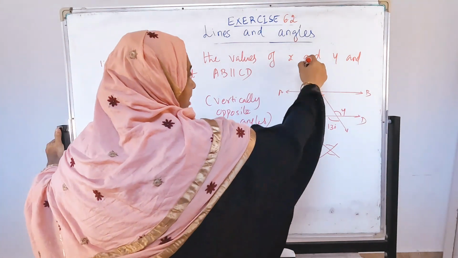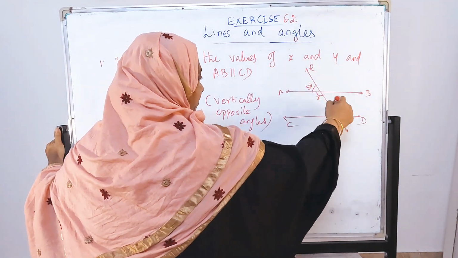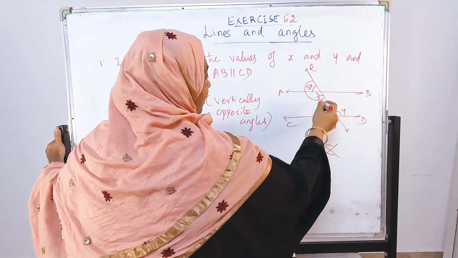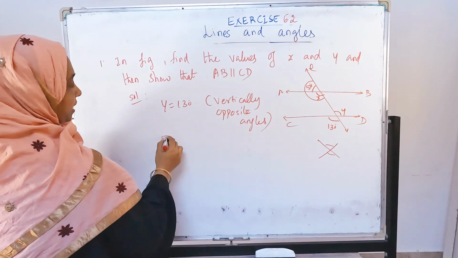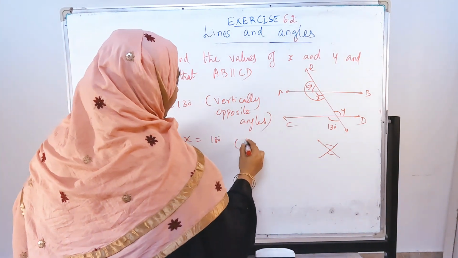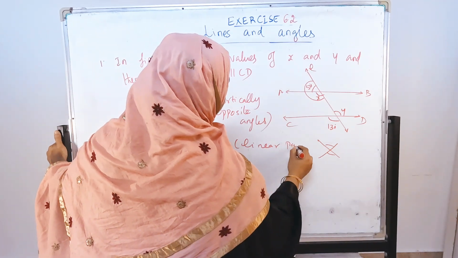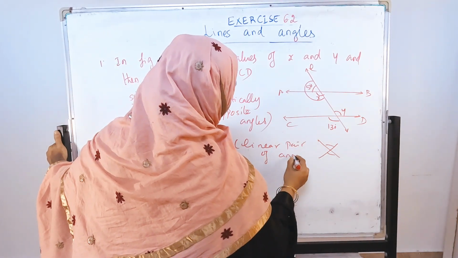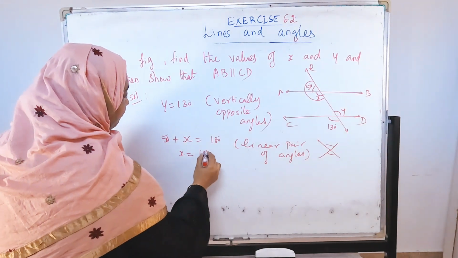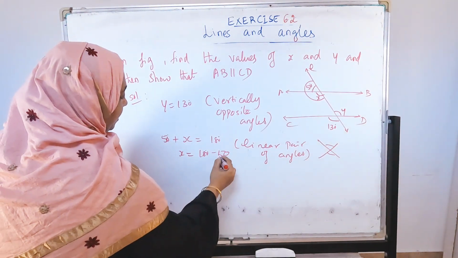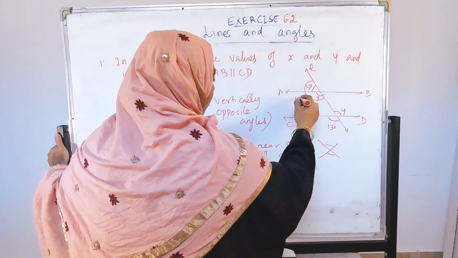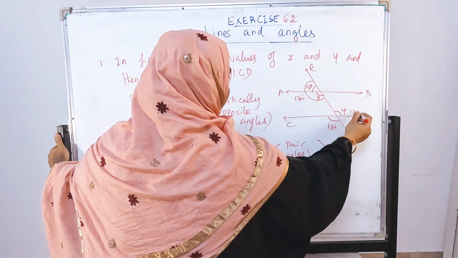Okay, this transversal L we are seeing is a line, and 50 and x are making a linear pair here. So 50 degree plus x is equal to 180 degree, linear pair of angles. And x is equal to 180 minus 50, which is 130 degree. X is 130 degree. So this is also 130 and this is also 130.